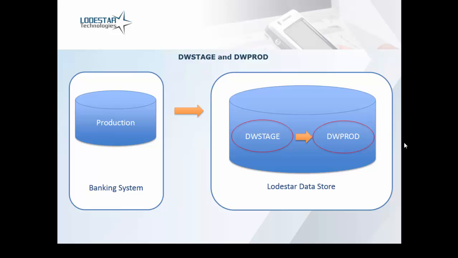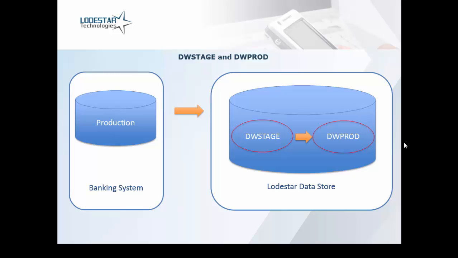Here's a more simplified version of what's happening. So if we just take the banking system for a second, on the left side we have the production banking system that resides either on your site or in the data center. On a nightly basis we pull that data over. Now in the data warehouse itself you'll see that we have two different locations. One is called DW Stage and the other is called DW Prod.